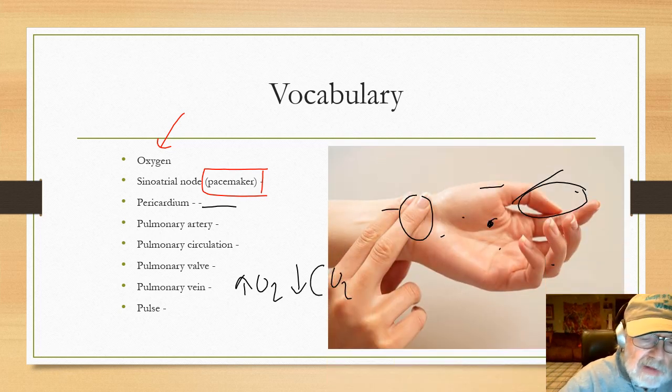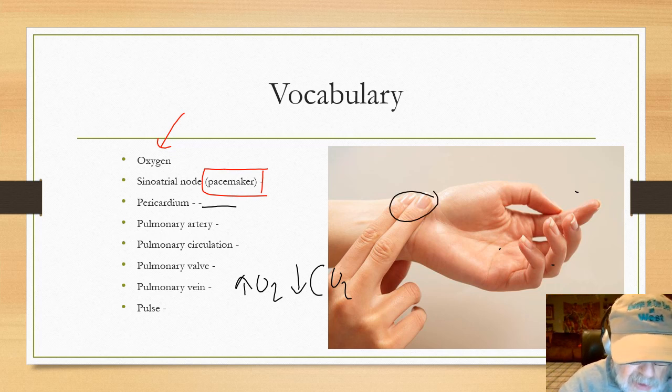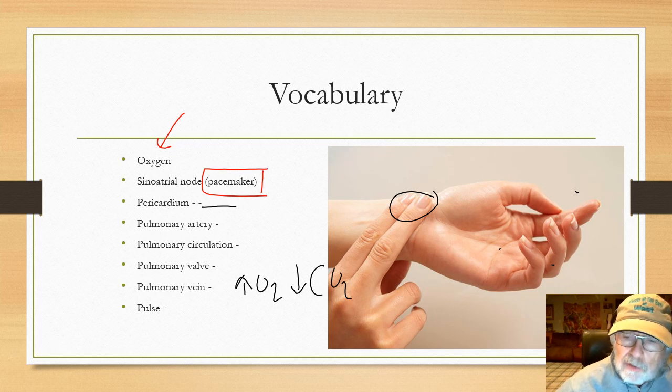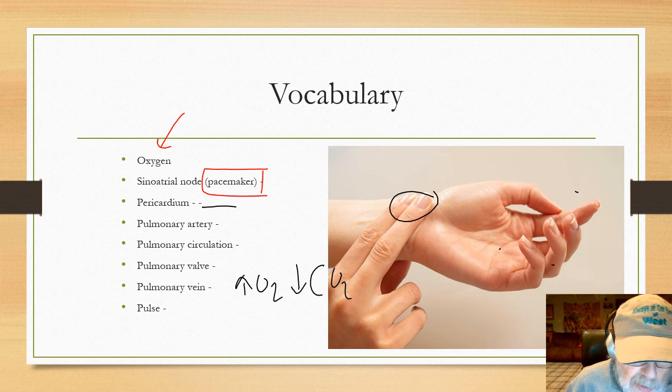Okay, pulse. Pulse is again that expansion of the artery that we feel. We could find pulses all over the place. This one's here. It's called the radial pulse. Or you can find the brachial pulse. You actually feel it sometimes up in your armpit, the axillary region, for the axillary pulse. You could feel in your neck for the carotid. You could feel on the top of the foot for the dorsalis pedis pulse. You could feel at the top of the leg, right where the crease is, for the femoral pulse.